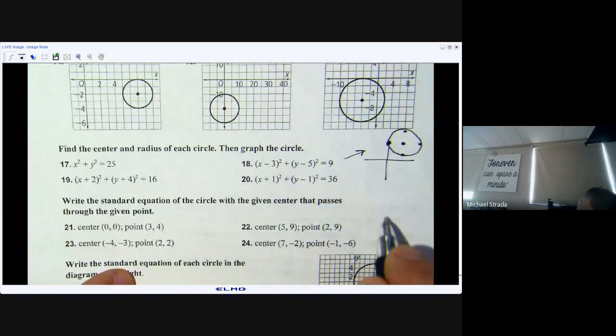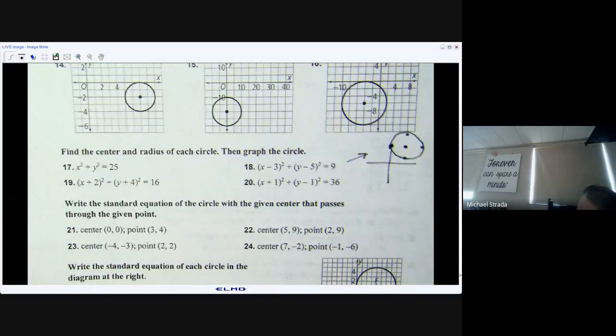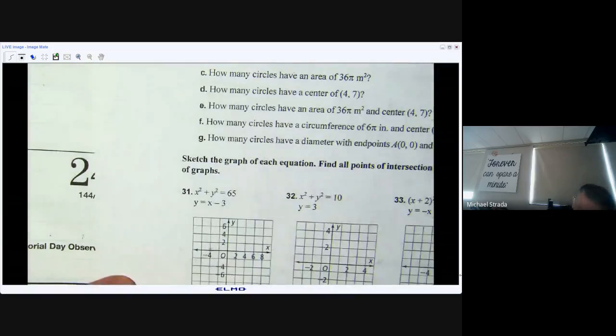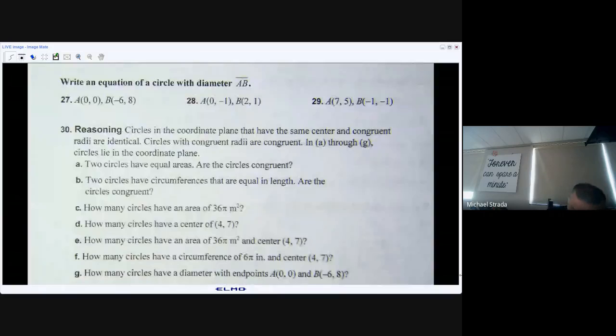21 through 24, they're giving you a center and a point. We went through those again today. 25 and 26, you're just finding the standard equation. 27 through 29, they're giving you the circle with a diameter. That should be fine. All right, 30, you're just answering, not a big deal. 31 through 33, you can either graph them or solve them algebraically. It's up to you. All right, those are for your good.